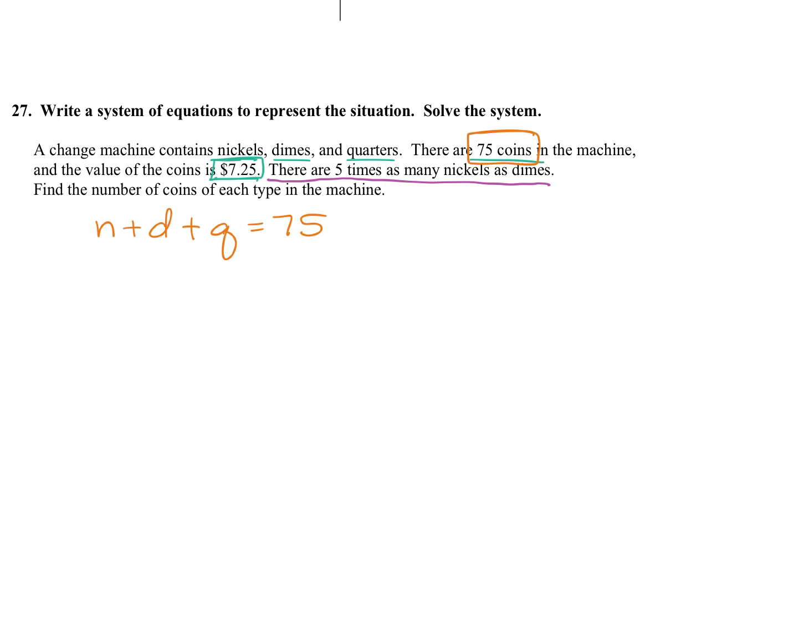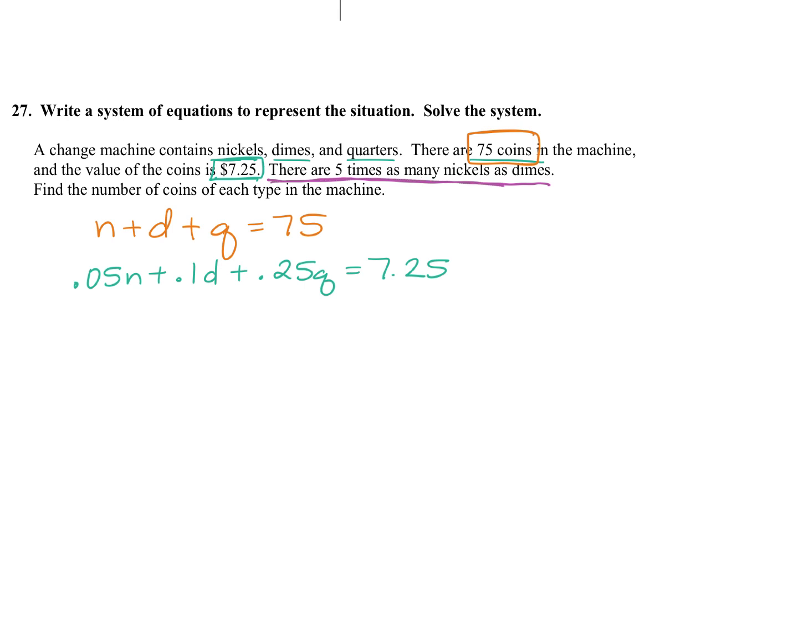What equation is going to go with the 725? 5n plus 10d plus 25q. You're really close. Oh, okay. 0.05, 0.10, and then 0.25. Yes. So a nickel is 5 cents, right? So 0.05n plus 0.1d or 0.10. You don't need the 0, right? It doesn't change anything. And then 0.25q equals $7.25.